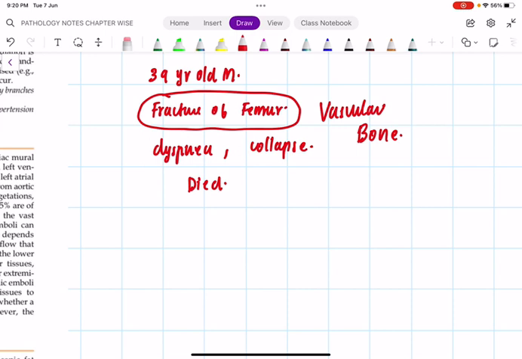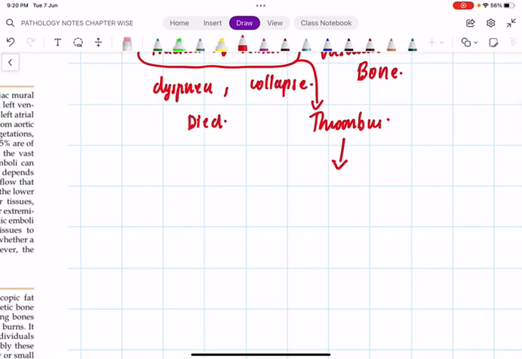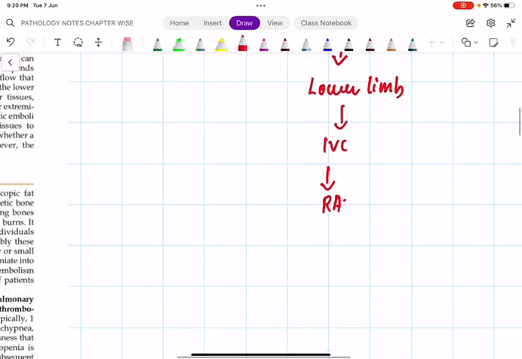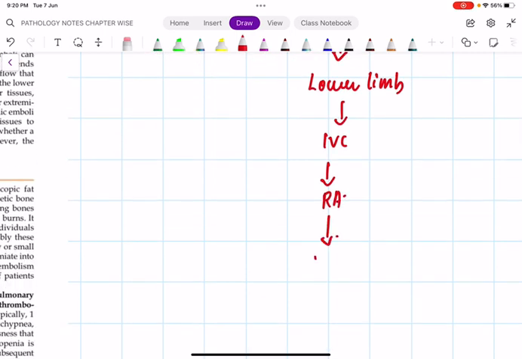So the blood will form what we call a clot or thrombus. And this clot or thrombus will get dislodged. And remember, from the lower limb all the veins drain into the IVC, into the right atrium. Finally, it reaches the lungs, leading to PE or pulmonary embolism, which is life threatening. The patient will die immediately.